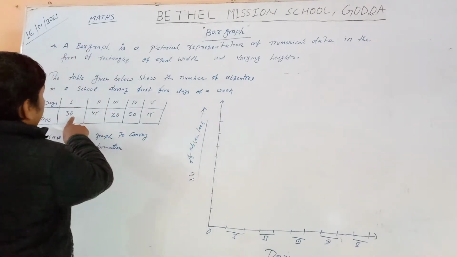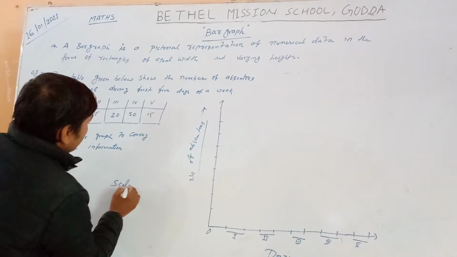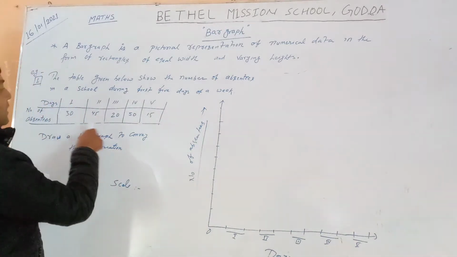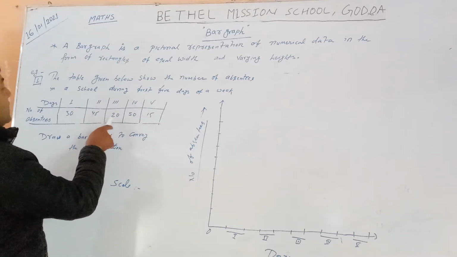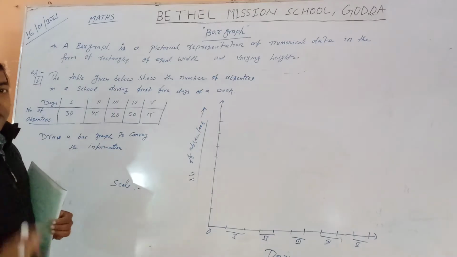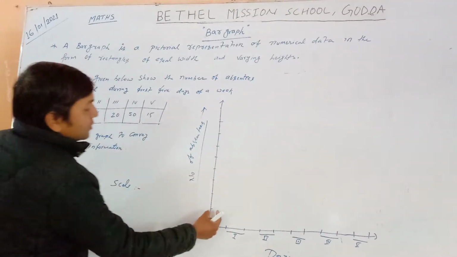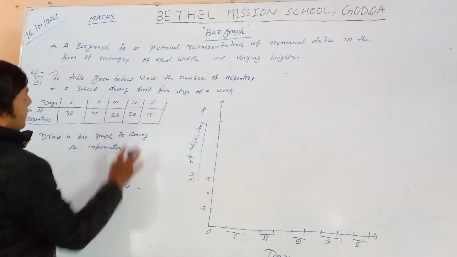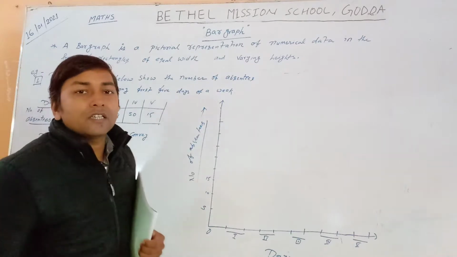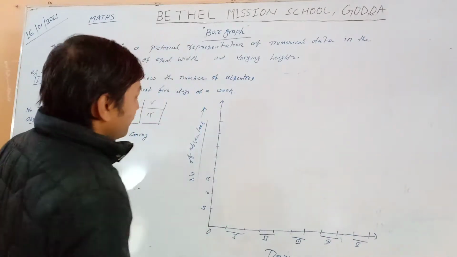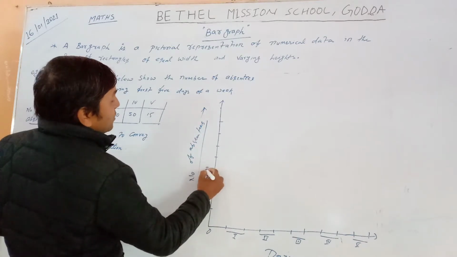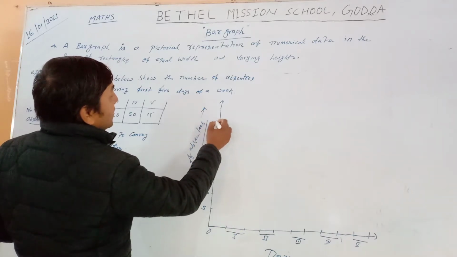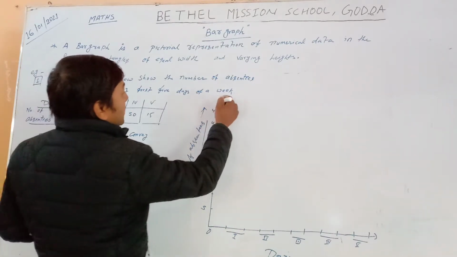Okay, now you have to take a scale here also, like in the pictograph we have taken. So the scale you can take 15, 50, 20, 45, 30. So if you take the scale of 5 for each square, 5, 10, 15, all numbers will be included because 5 is a factor of all numbers here. So 5, 10, 15, 20, 25, 30, 35, 40, 45 and 50.